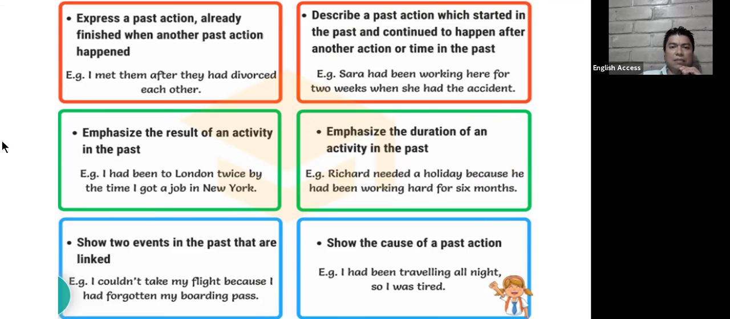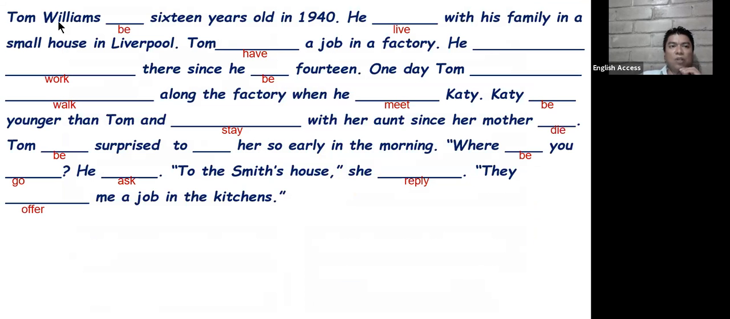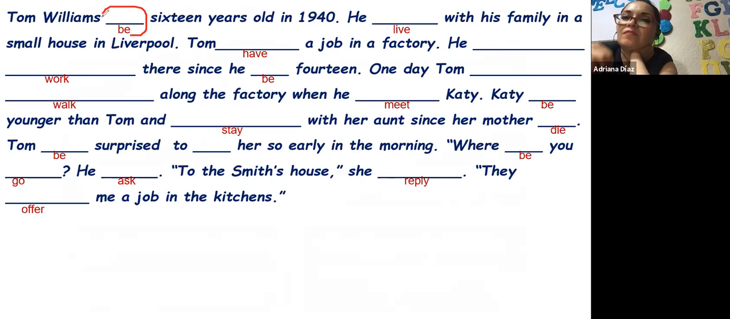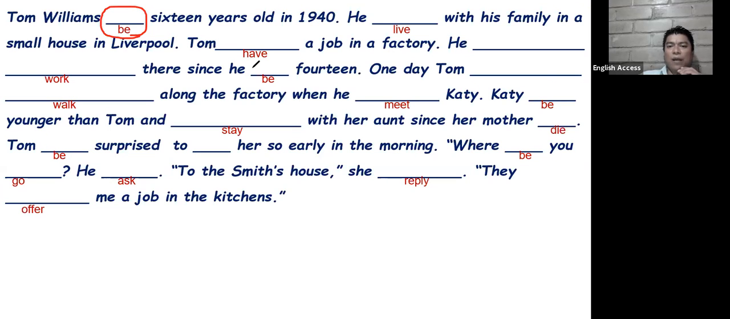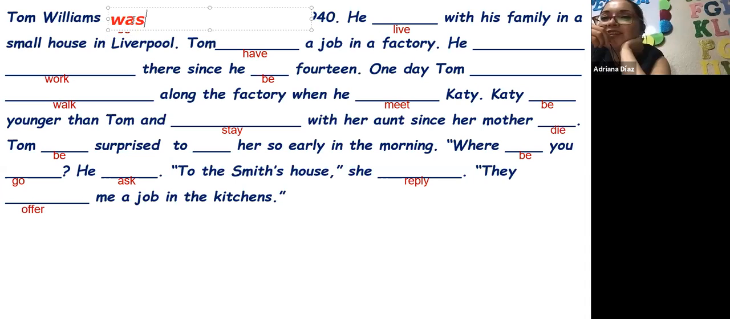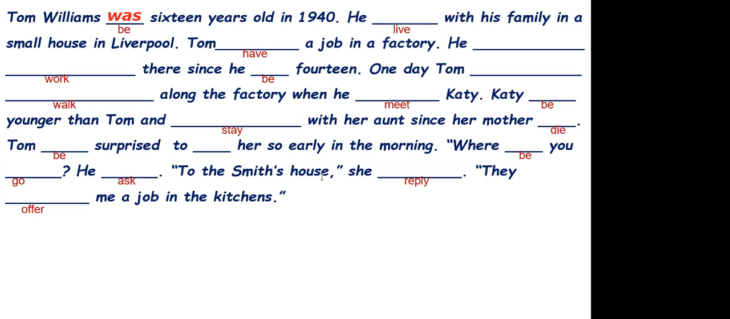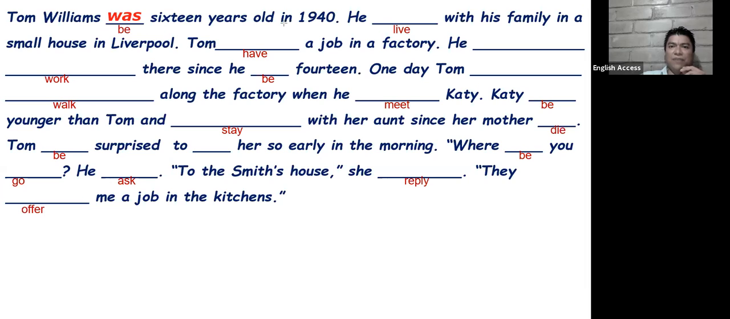No? Good. Now, I have this little activity. All together, let's work on it. Yes, we have Tom Williams, 16 years old in 1940. What do we need? Was? This is easy. Yes. Why was? Can you tell me why was? Because we are talking about the year 1940. We're talking about age too. Well, yeah, in 1940, a specific moment in time, simple past.